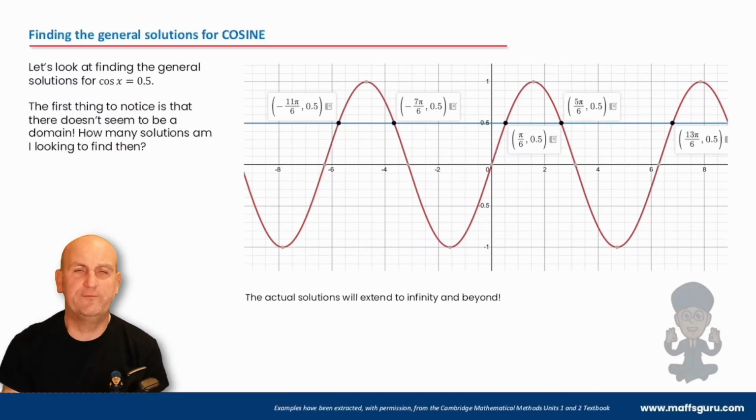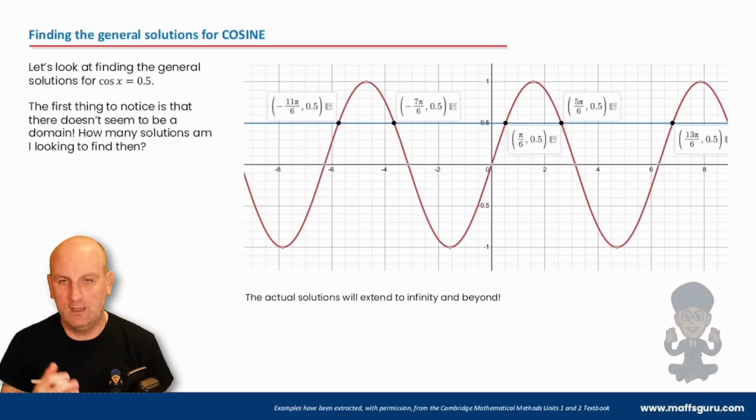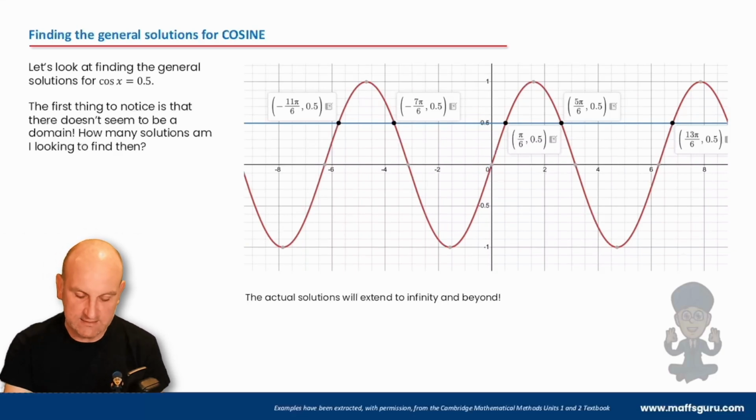Now, let's start off by finding the general solution for cosine. I'm going to use a specific example, and it's come from the Cambridge textbooks. Thank you very much, Cambridge, for letting me use your examples. You guys genuinely rock. I am so deeply grateful.